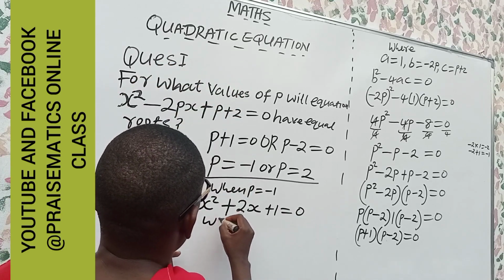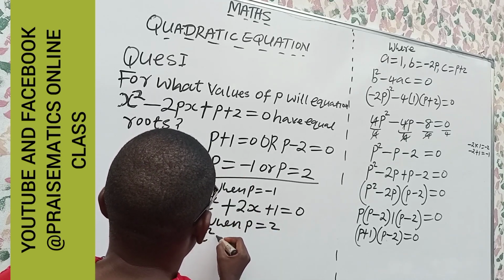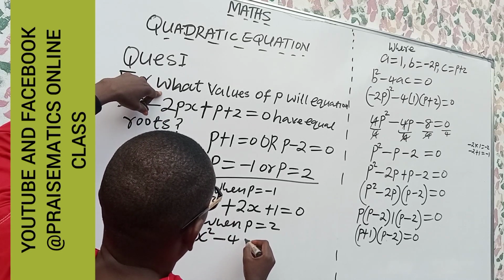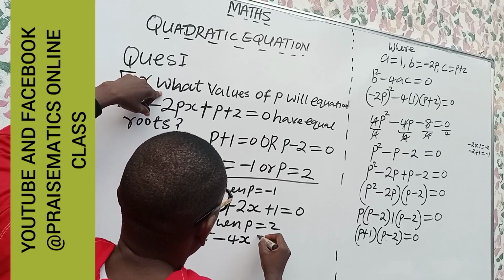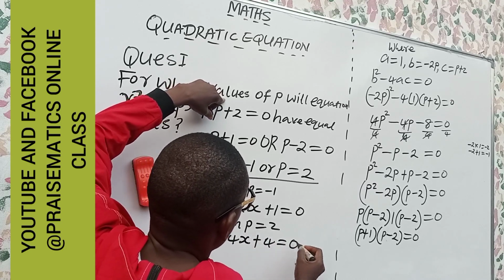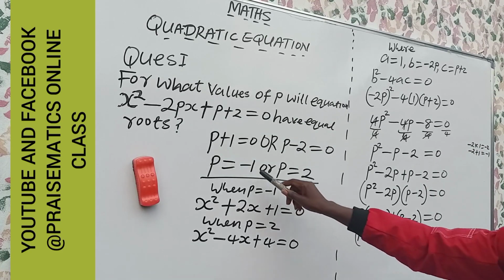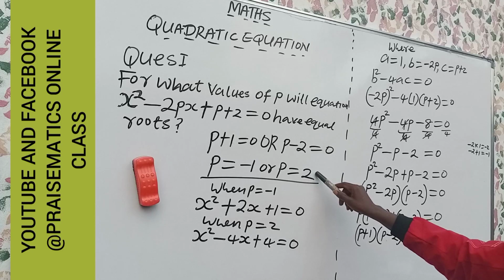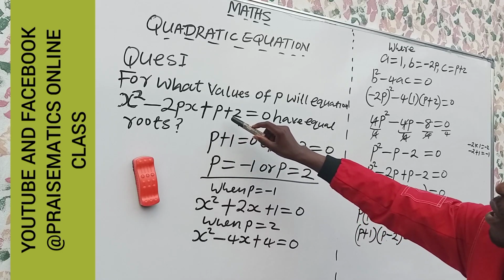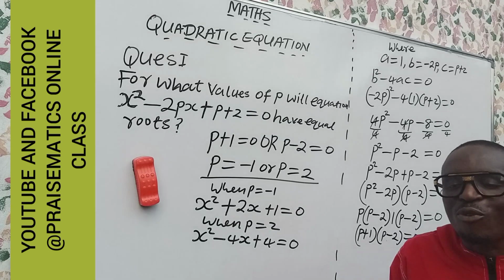Now, if you check when p equals 2, we have x squared minus 2 times 2, which will give us minus 4x, plus p, 2 plus 2, will give us 4, equal to 0. So this is the quadratic equation. At p equals minus 1 and p equals 2, that is where we have that x squared minus 2px plus p plus 2 equal to 0 has equal roots.